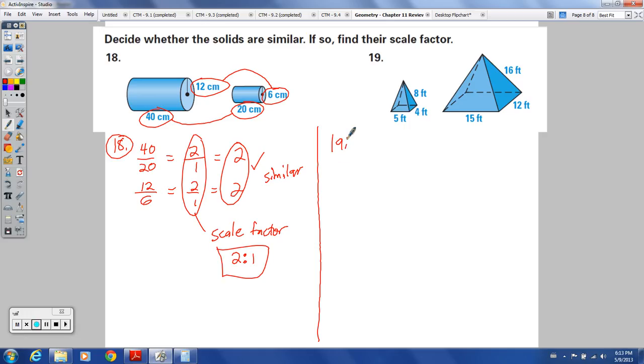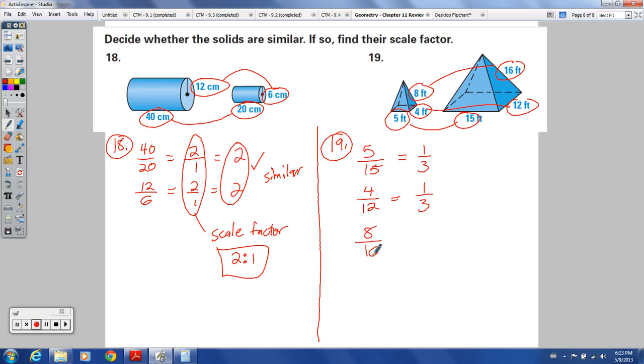And for 19, let's check out all the matching up parts. This one matches up with this one, and this one looks like it's matching up with this one. So are they all the same? Let's go small to big this time. We'll go 5 to 15, that would be 1/3. 4 to 12, looks good so far, that's still 1/3, but then 8 over 16, that's 1/2. So are these all the same? No, they're not all the same. They all have to be the same. So we can say these are not similar.